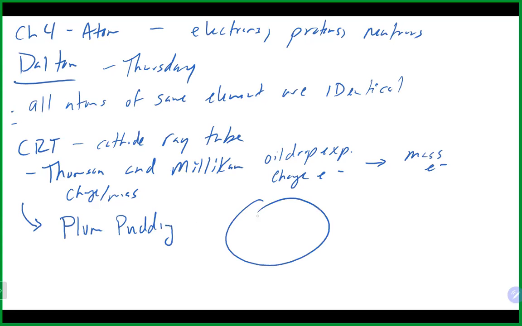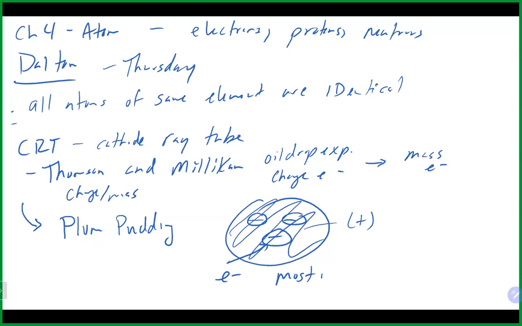And that is an atom where there is basically positive charge distributed throughout the atom. Embedded inside of it are these electrons, and most of the mass of the atom was the electrons. And this was the accepted model from Thomson for many years, until the next biggest discovery in terms of the atom came about, and that was Rutherford and his gold foil experiment.